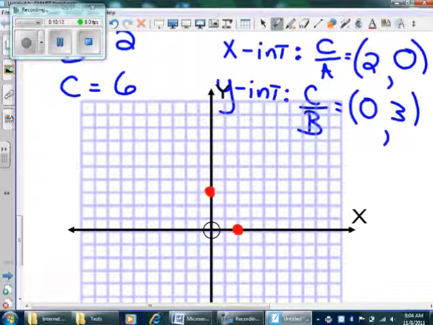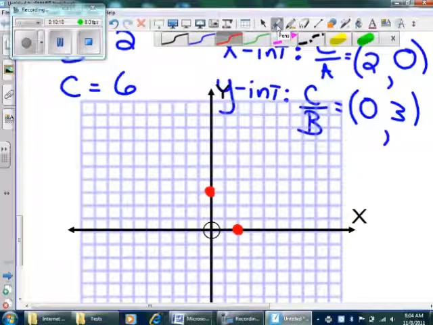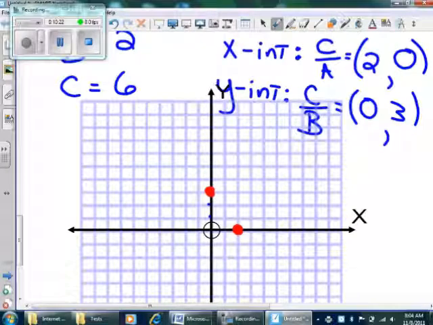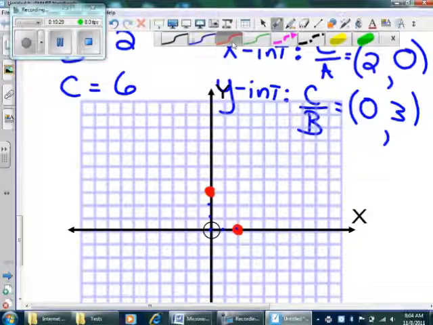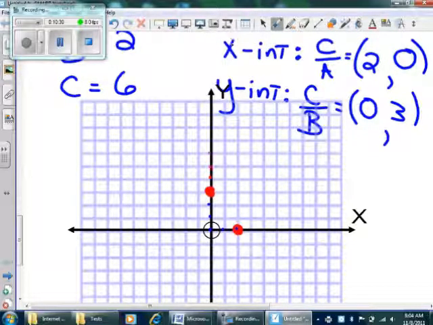I know my slope is negative 3 over 2, and check this out. Let me just count down from my 2 points, my y-intercept down to my x-intercept. Down 1, 2, 3, negative 3, right 1, 2. So there's my slope. I can get some additional points by using the slope. Up 1, 2, 3 over 1, 2.